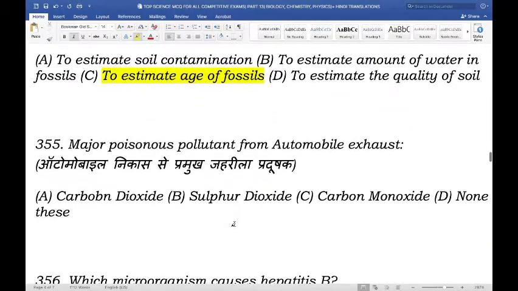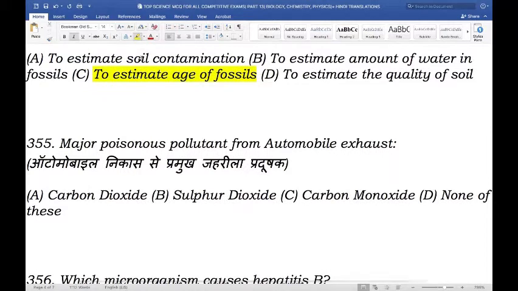Next question. Major poisonous pollutant from automobile exhaust, is it carbon dioxide, sulfur dioxide, carbon monoxide, or none? So which of these chemicals is a pollutant from automobile exhaust? And the right answer here is carbon monoxide. Internal combustion gasoline engines produce extremely high carbon monoxide concentrations.